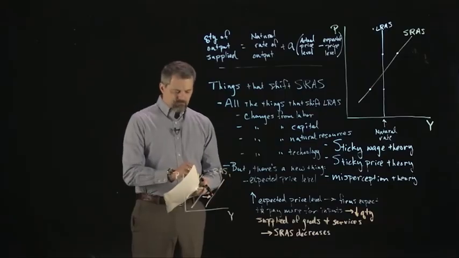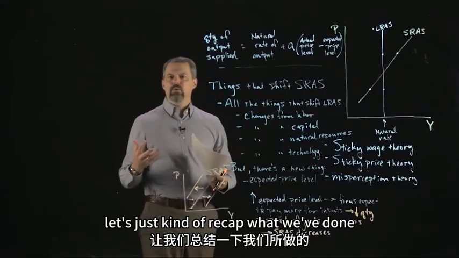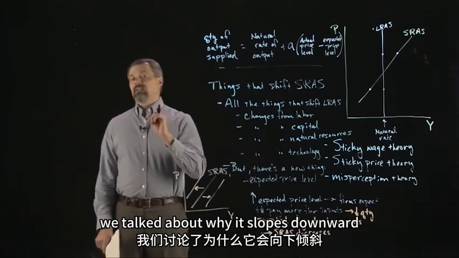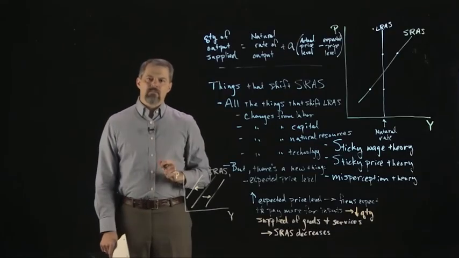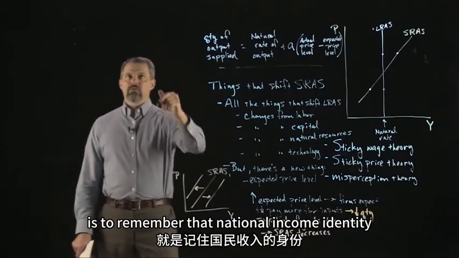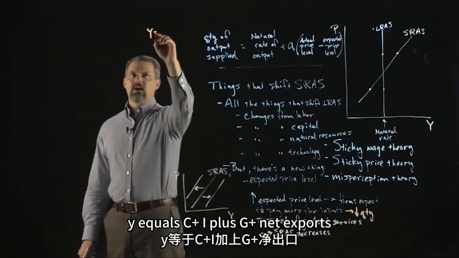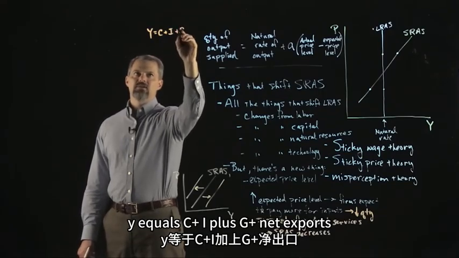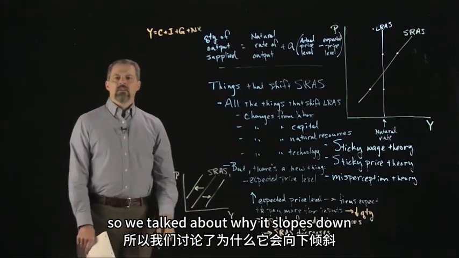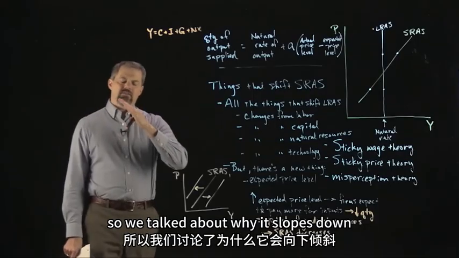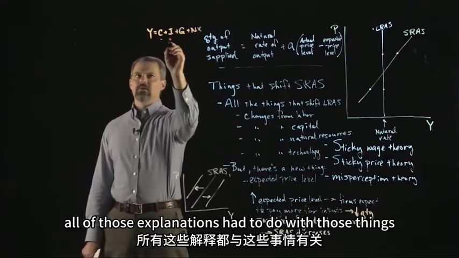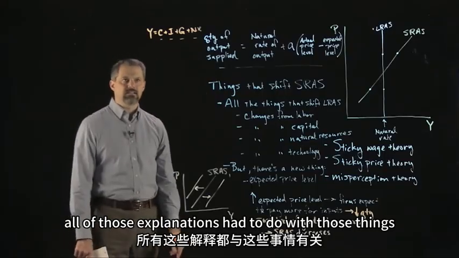So now, let's just recap what we've done. We talked about the aggregate demand curve. We talked about why it slopes downward. Remember, the key to remembering those explanations is to remember that national income identity: Y equals C plus I plus G plus net exports. So we talked about why it slopes down, and we talked about what causes it to shift around. And all of those explanations had to do with those things.